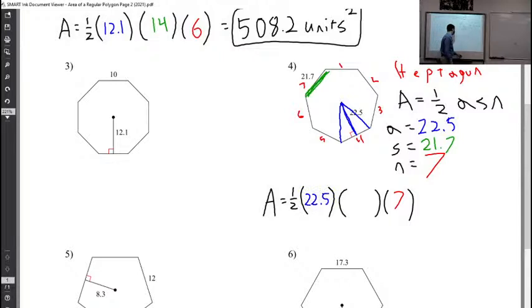times my side length, which is 21.7, times the number of sides, which is 7. I'm going to go ahead and put the exact answer without any rounding, which is 875 units squared for area.